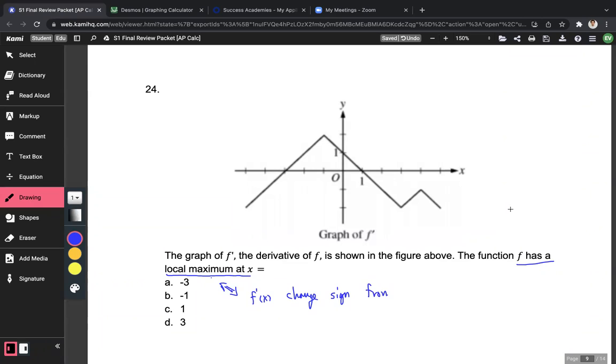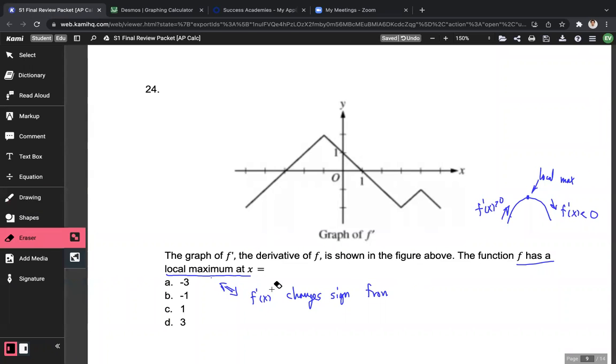And again, let's just doodle it over here. There's my local max. My slope was positive here. Positive. And my slope was negative here. So my first derivative will be negative to the right, positive to the left. So f prime of x changes sign from positive to negative.